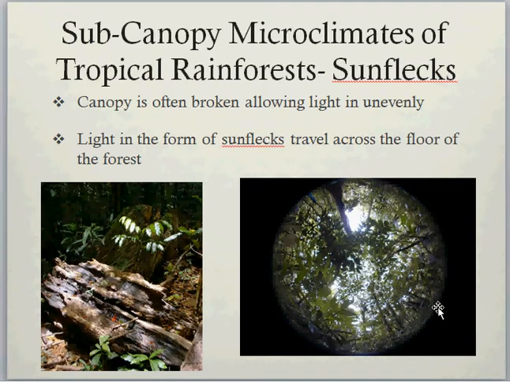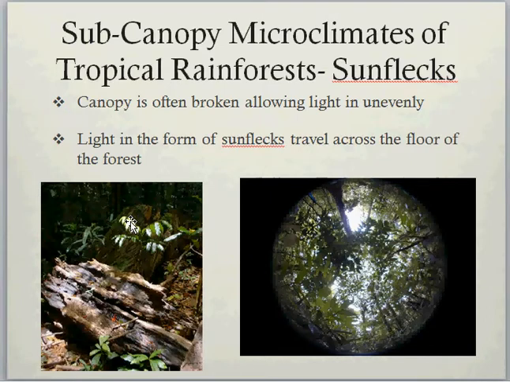So these sunflecks on the forest floor are going to move around by the day, and they're also going to move around according to the season. So this seedling here is not guaranteed to get sunflecks during all parts of the day, nor in all parts of the year. So while it gets sunflecks during the day and during a season of the year, it needs to take advantage of them.